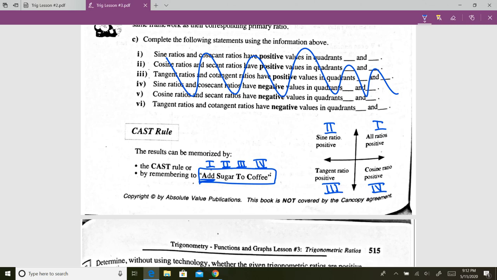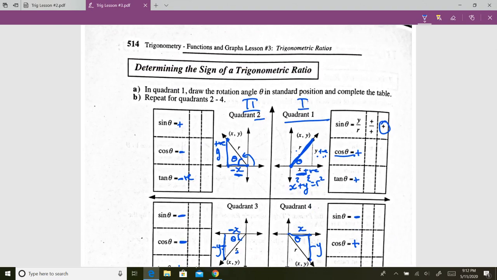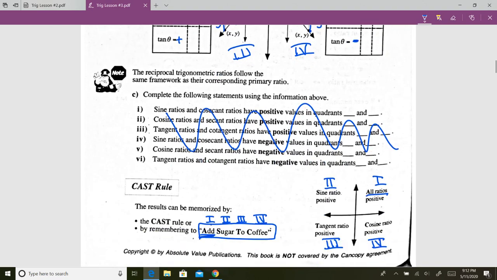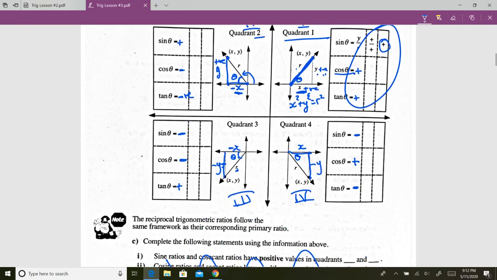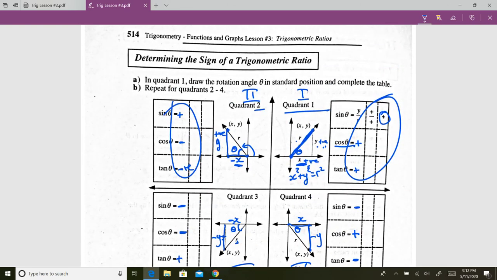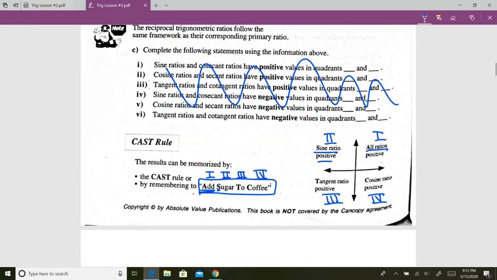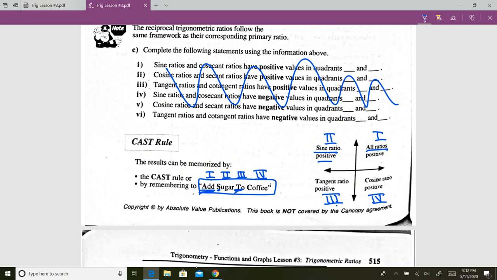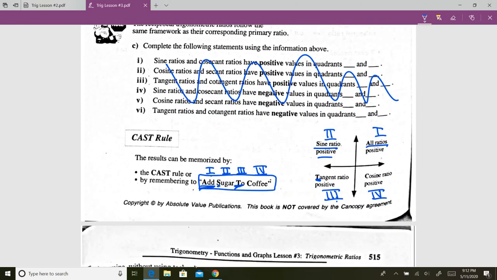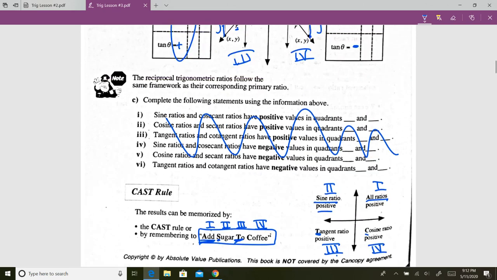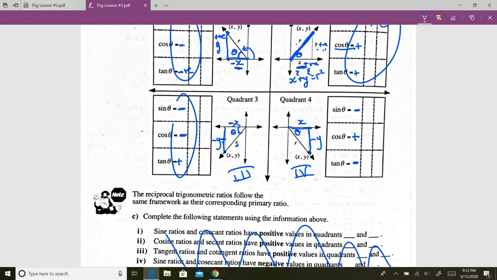So add, quadrant 1, all ratios are positive. And if you look up here, there they are. They're all positive. Sugar, quadrant 2, S. The sine is the only one that's positive. And you can see from here, only the sine ratio was positive. To, we're in quadrant 3. Tangent is the only one that is positive. Everything else is negative. And coffee, quadrant 4, C for cosine. Only the cosine is positive. Everything else is negative, sine and tangent.